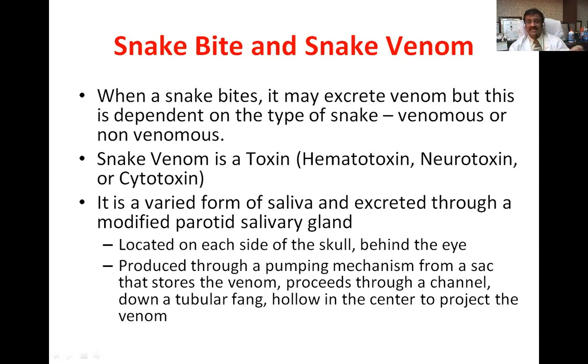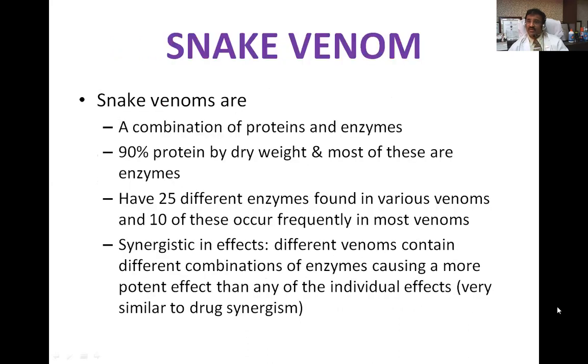But if that enters into another animal's body, it is dangerous to the life of that animal because it contains enzymes which are very highly toxic, and this saliva is pumped out of the parotid glands, and it comes out through a channel, tubular fangs, and enters into the body of the prey.